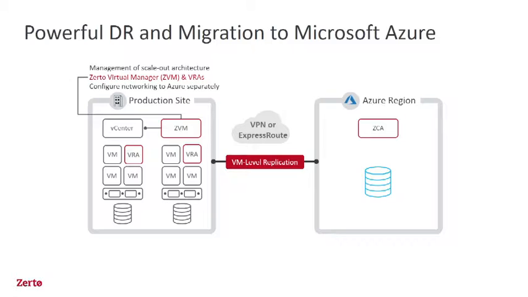But when we get over to the Azure part, we're talking about the Azure region, which has a ZCA, which I'll explain in a minute if you don't know what a ZCA is. And then you have storage. At that point, we have the ZVM and VRAs, and then we need to configure the networking to Azure separately. That's when we have to start looking at either a VPN or an ExpressRoute.